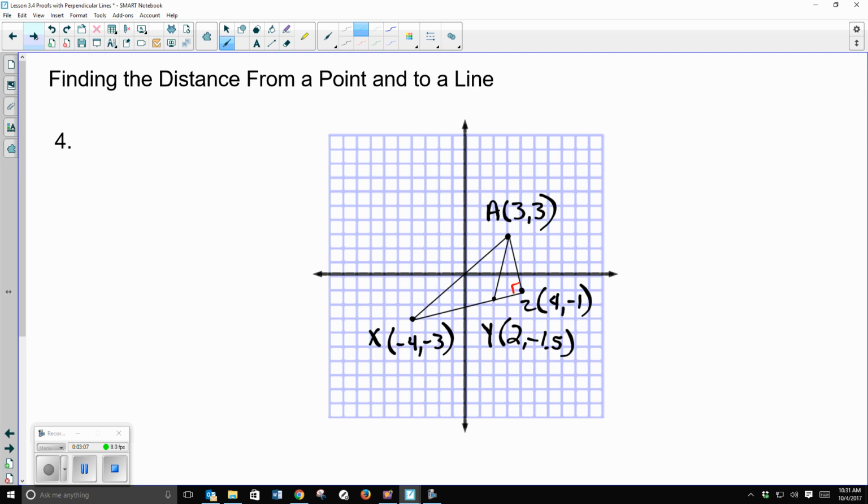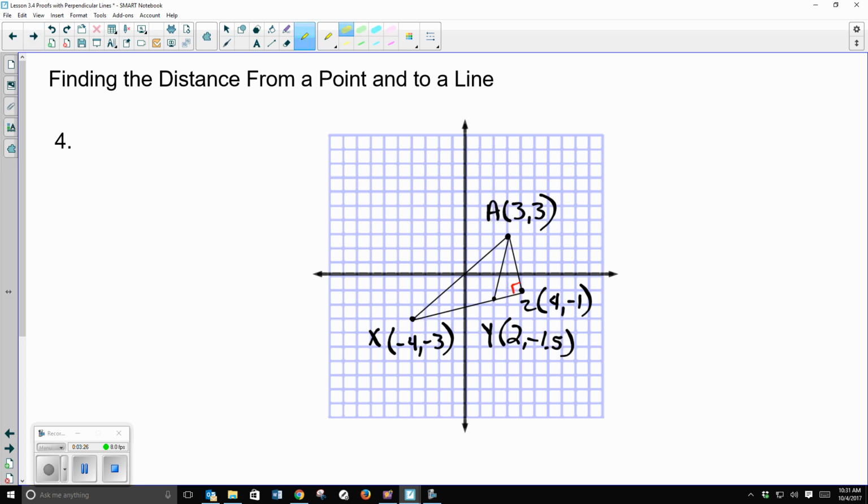All right, what's next? Finding the distance from a point to a line. So here's a figure. It's in your book. You might want to turn to your, what page? Let's see, page 152. It's number 4. It says find the distance from point A to XZ.